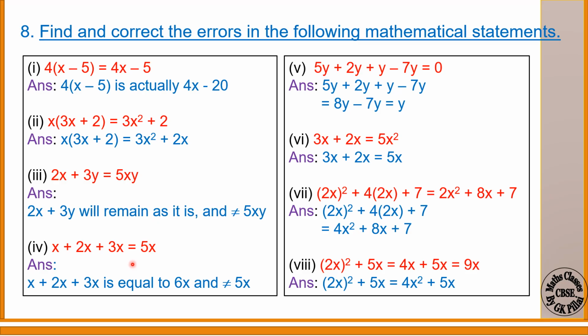x plus 2x plus 3x equal to 5x. No, it is 6x. Many students make a mistake. This x will be 1x only. So your answer will be 6x and not 5x.